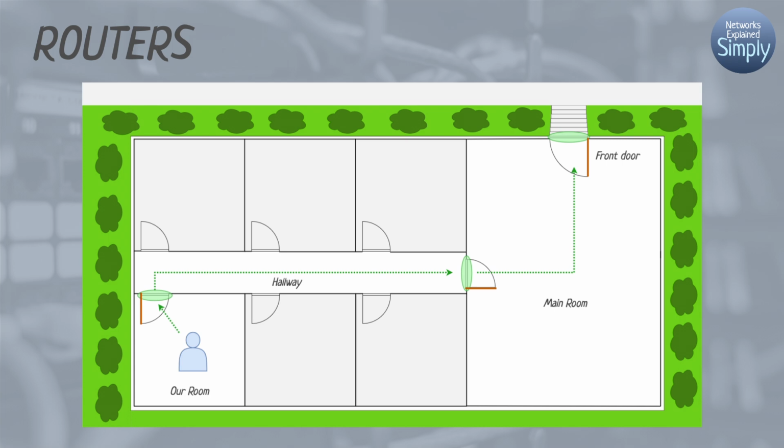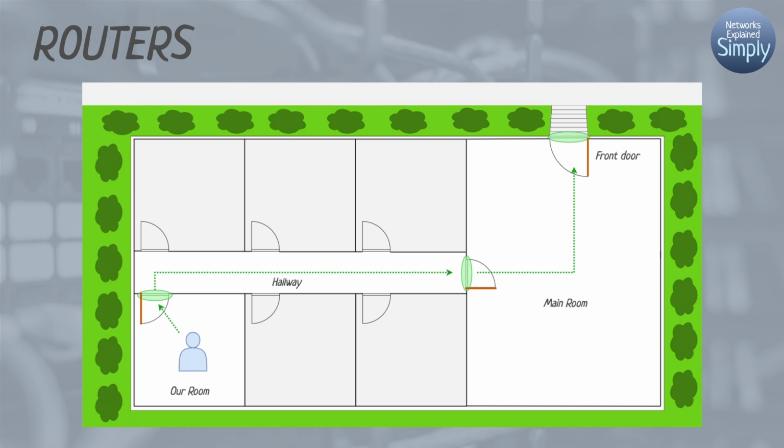And after that, once we reach the main room, our gateway will change again to the front door, and so on until we reach our destination. So each time we use a doorway to enter a different area, our previous gateway becomes irrelevant, and we need to find a new gateway for reaching the outside world.